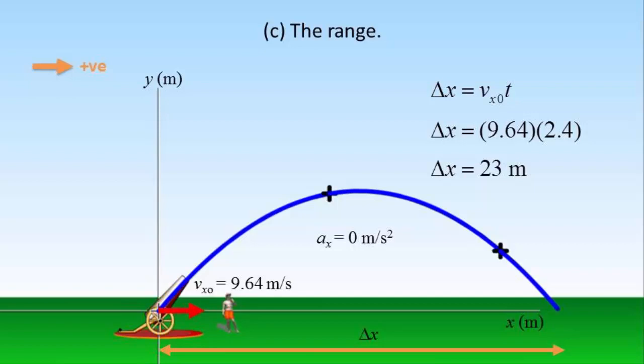So by separating the horizontal and vertical components and analyzing them as one-dimensional motion in each of the directions, we are able to solve for various factors such as maximum height, time of flight, and range. We can also determine other parameters such as the instantaneous velocity and position at any point in time using the same method of analysis.